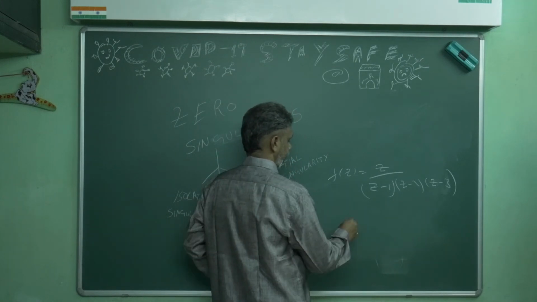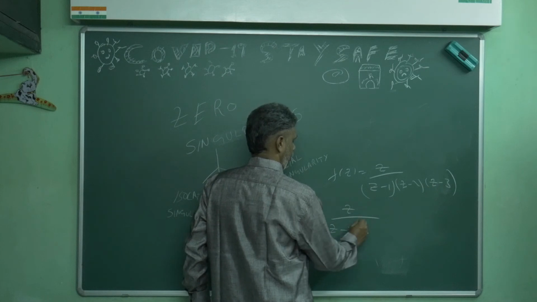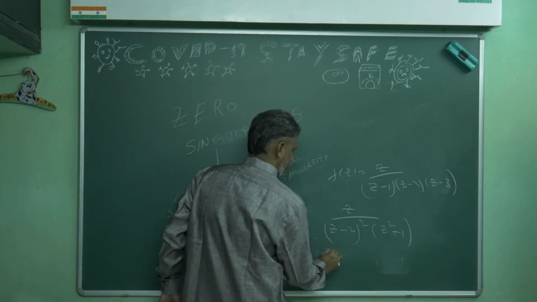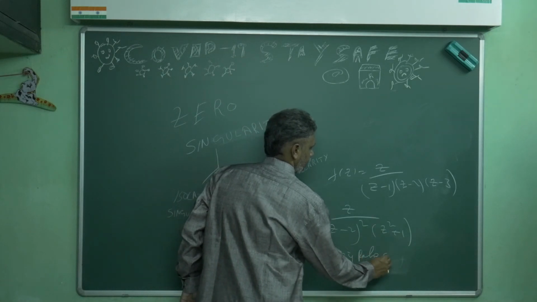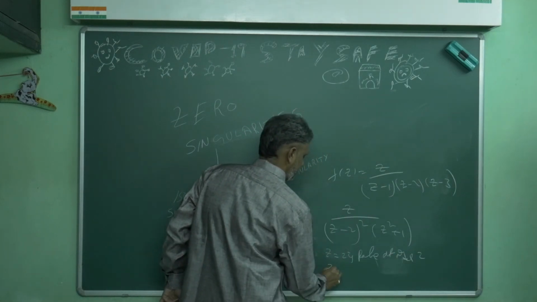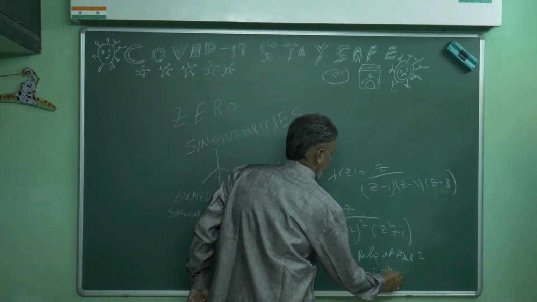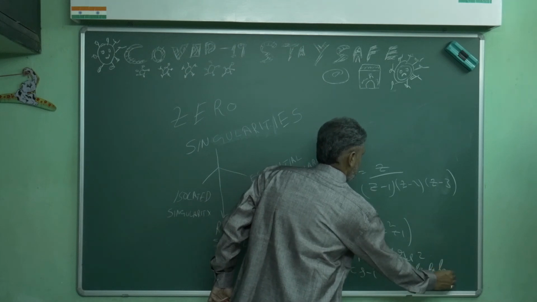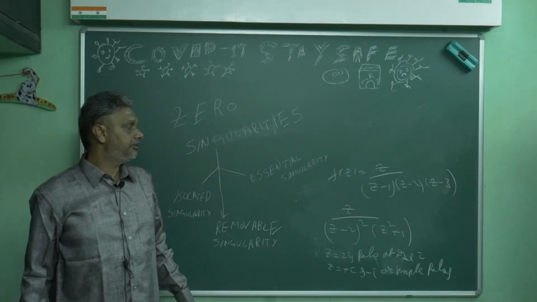Suppose f of z is equal to z by (z minus 2) whole square (z square plus 1). Now z equal to 2 is a pole of order 2, and z equal to plus i and minus i are simple poles. Getting it or not? This is the way I have done it.